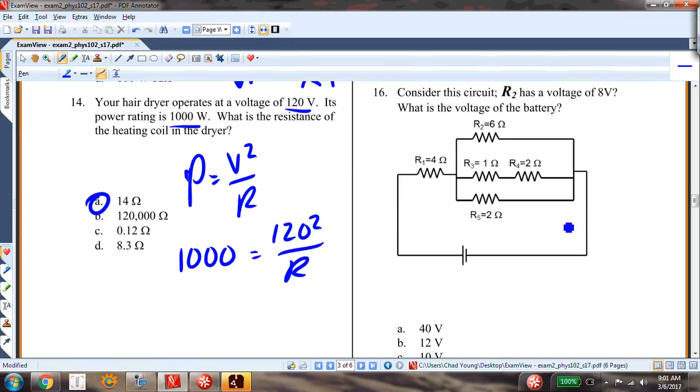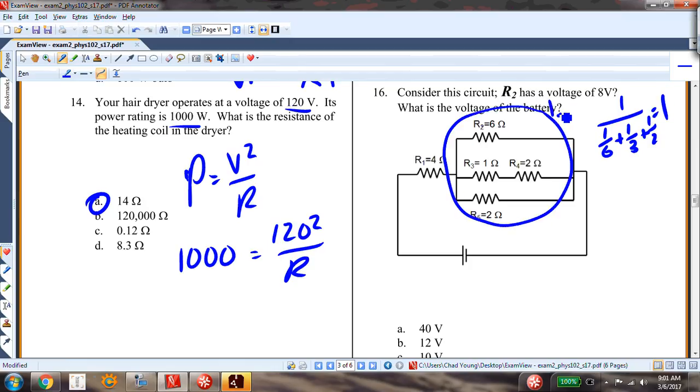What is the voltage of this battery? All right, let's first find its equivalent resistance. 6, 3, and 2. That's 1/6 plus 2/6 plus 3/6. That's 6/6. So that's equal to 1. This whole thing right here is equal to 1 ohm.